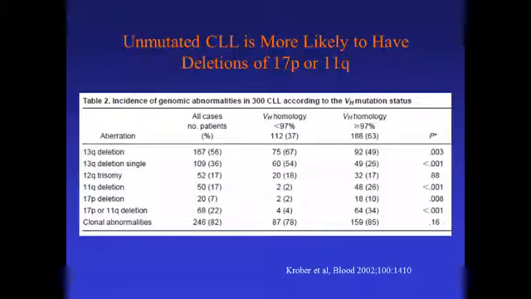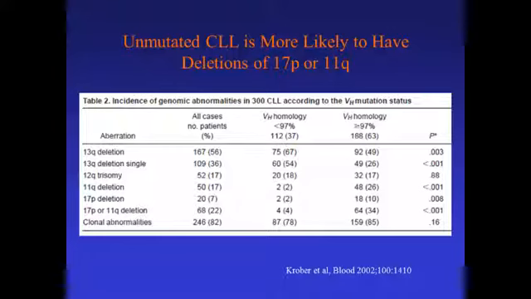Now, I apologize for this slide, and especially without a pointer. Maybe I should just manually point. But the point here is that unmutated cases of CLL are more likely to have these bad cytogenetic abnormalities, 17p and 11q. This is a study that was done in 2002, highlighting the fact that maybe 2% of their mutated cases had 17p and 11q deletions, whereas half potentially had 11q and about 20% had deletion of 17p.